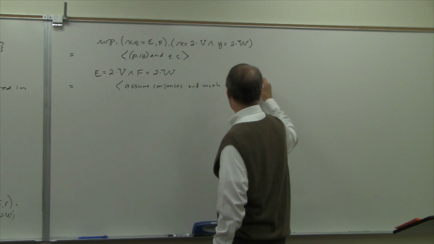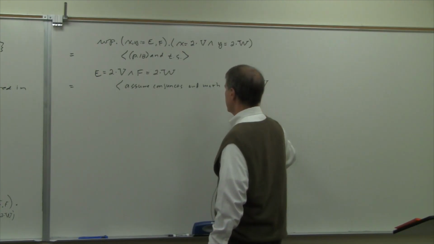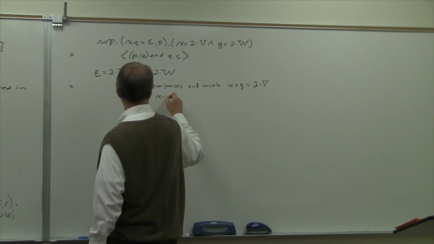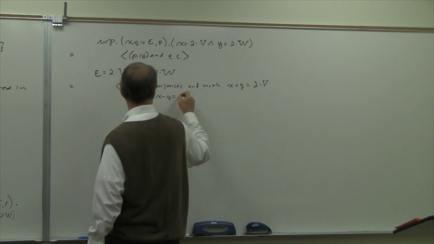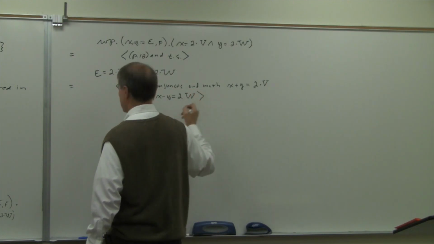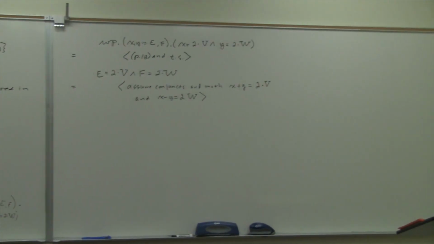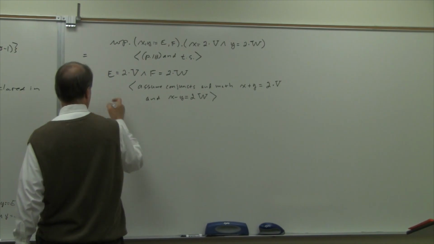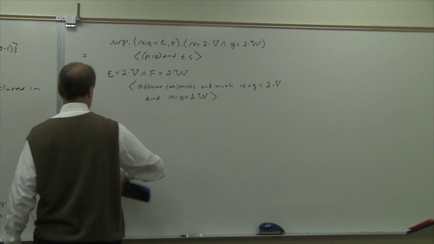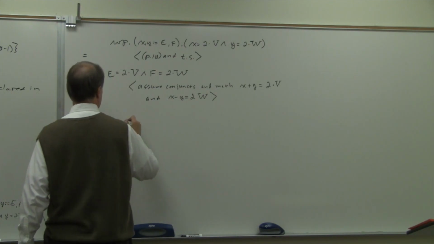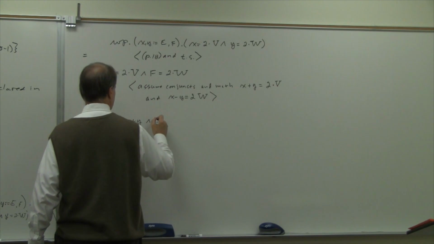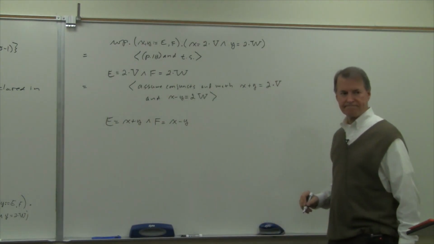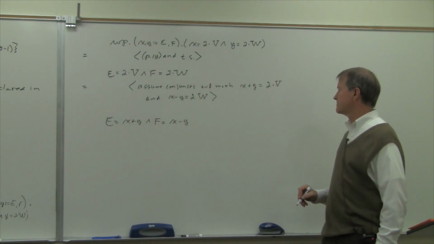2V, right? That means E equals X plus Y, equals 2V, and X minus Y equals what? 2W. Can we, all right? Are we good? So E equals X plus Y, and F equals what? X minus Y, right? Okay. And that's it.